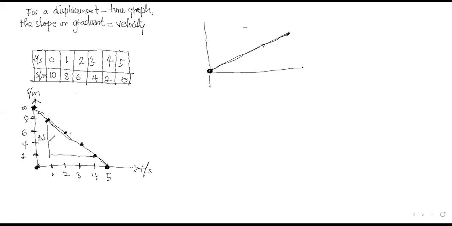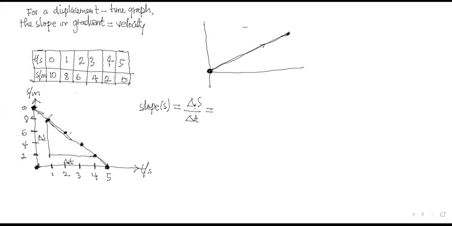Delta S, delta T. So slope is equal to change in S over change in T. What is the final T value? Displacement value. The final displacement, okay, at this point is 2.